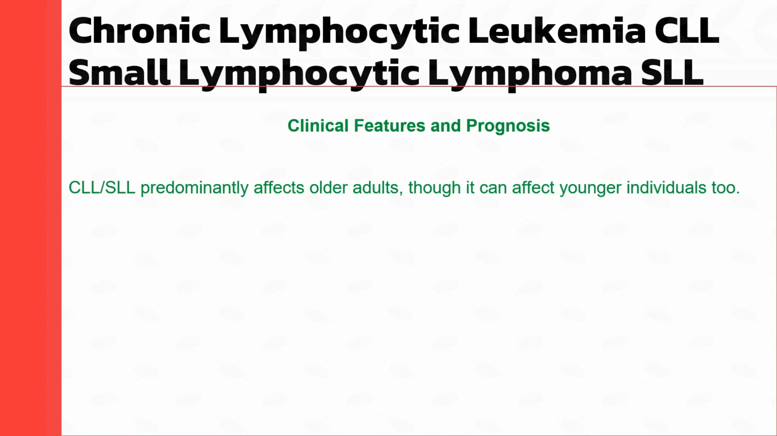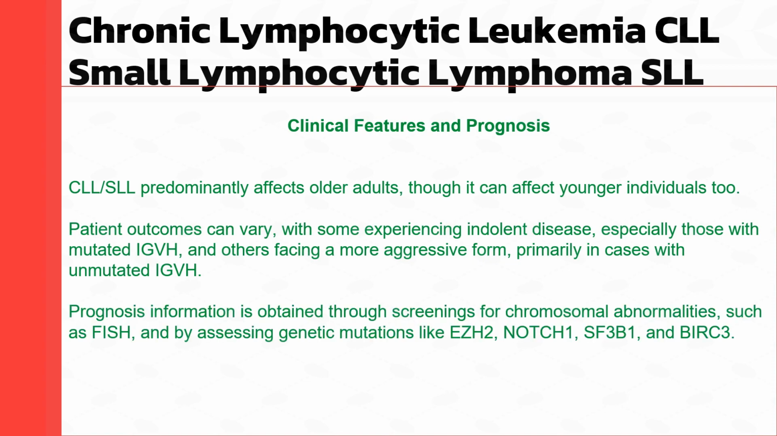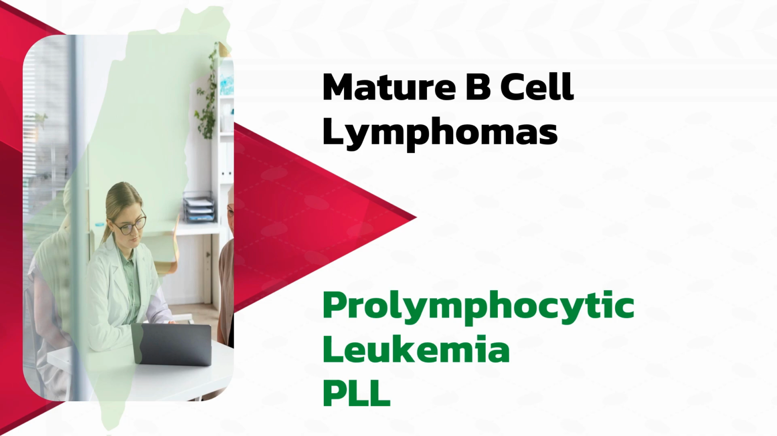CLL/SLL predominantly affects older adults, though it can affect younger individuals too. Patient outcomes can vary, with some experiencing indolent disease, especially those with mutated IGVH, and others facing a more aggressive form, primarily in cases with unmutated IGVH. Prognosis information is obtained through screenings for chromosomal abnormalities, such as FISH, and by assessing genetic mutations like EZH2, Notch1, SF3B1, and BRC3. Approximately 5% of CLL/SLL patients may develop Richter syndrome, transforming into a high-grade diffuse large B-cell lymphoma with a challenging prognosis.